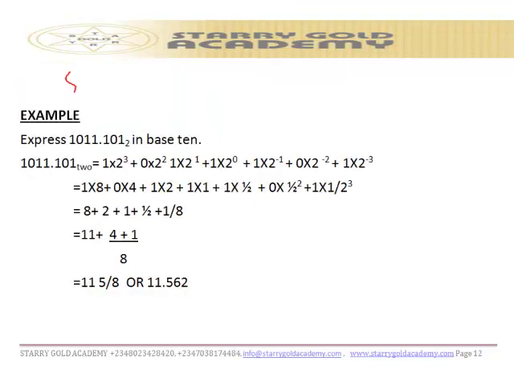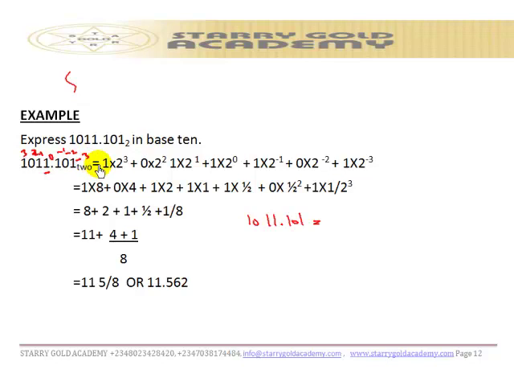Now let's check out this number: 1011.101. First, let's find our units. These are units. The number before the decimal point is your unit. The unit carries the power of 0, tens carries the power of 1, 100 carries the power of 2, 1000 carries the power of 3. After the decimal point, you have tenth, which carries the power of -1, hundredth carries the power of -2, thousandth carries the power of -3.